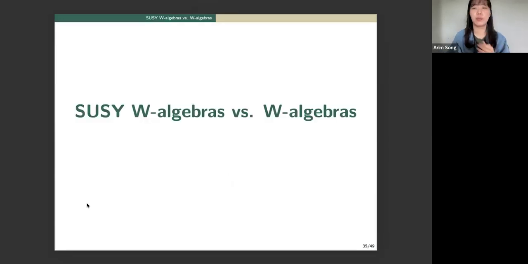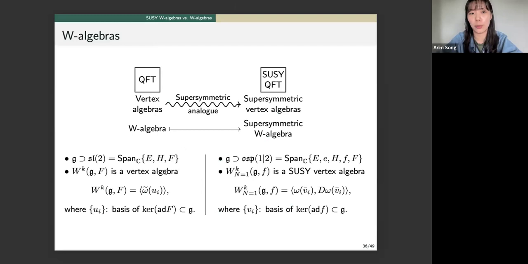Okay. With this minimum amount of properties of supersymmetric W-algebras, I'll briefly explain the conjecture about the relation between supersymmetric W-algebras and W-algebras. To compare these two objects, I'll briefly recall the properties of W-algebras. So we just saw that supersymmetric W-algebras are defined when G contains OSp(1|2), and it's a supersymmetric vertex algebra freely generated by these two elements associated with a basis of the kernel of ad F.